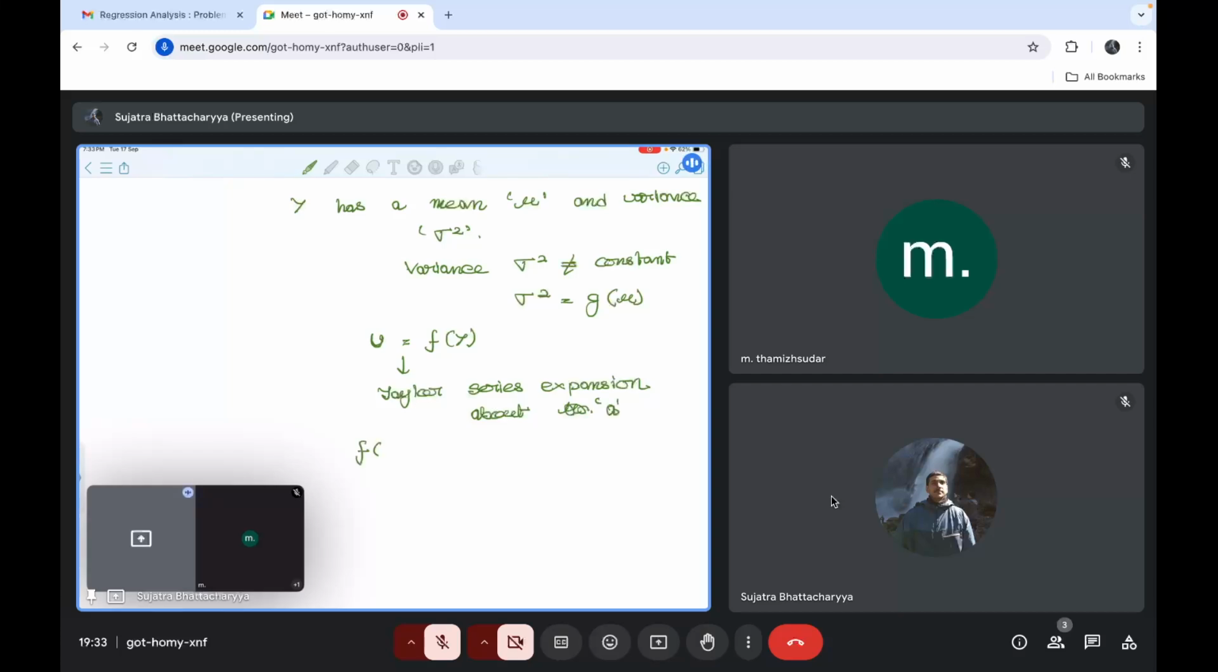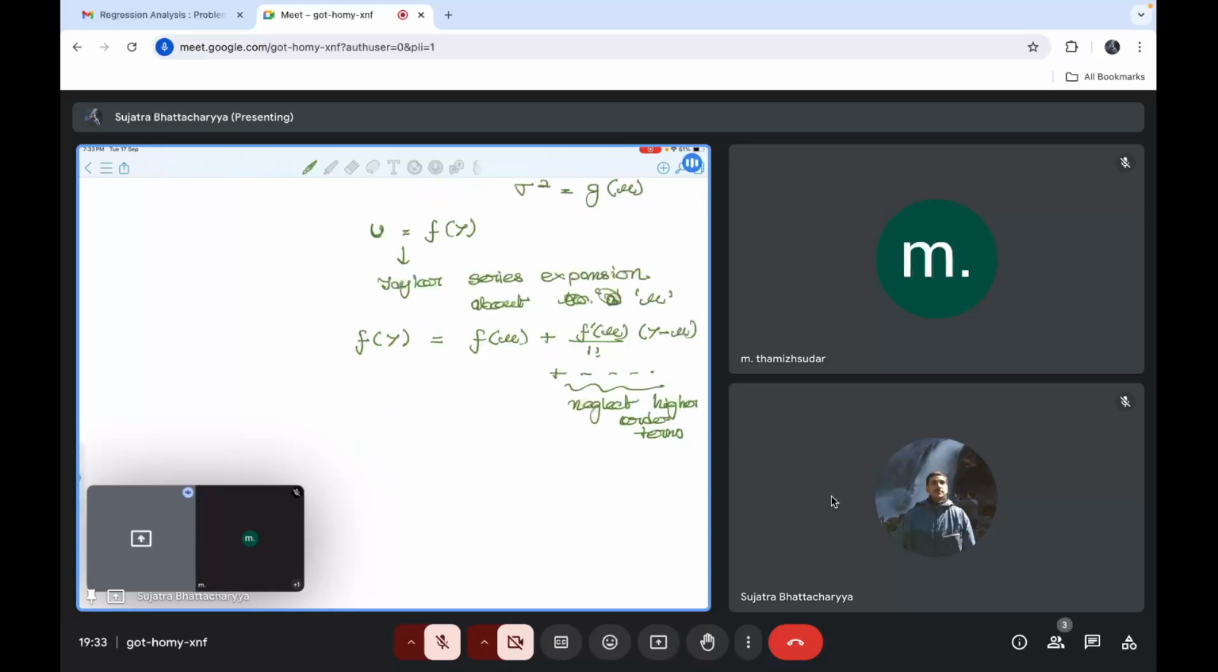Then what happens? So suppose f of y. Let us do it in terms of mu, about the mean. So f of y will be f of mu plus f dash mu divided by 1 factorial times y minus mu and so on. But we'll neglect the higher order terms and just keep the first two terms.